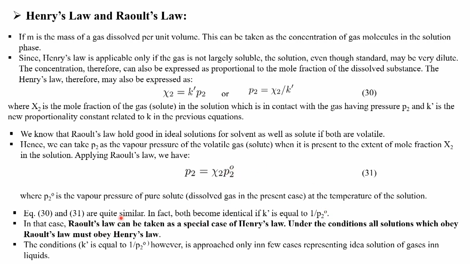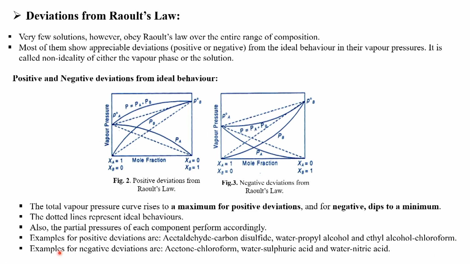In that case, Raoult's law can be taken as a special case of Henry's law. Under these conditions, all solutions which obey Raoult's law must obey Henry's law. The condition K prime equals 1 by P2 naught, however, is approached only in a few cases representing ideal solutions of gases in liquids. Now, so far we discussed Raoult's law for ideal solutions, but there are deviations from Raoult's law.